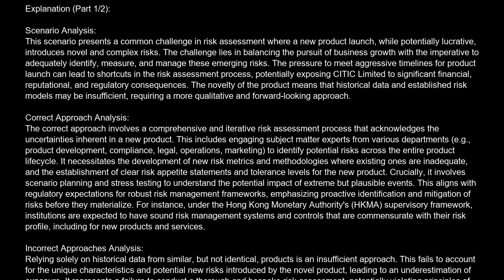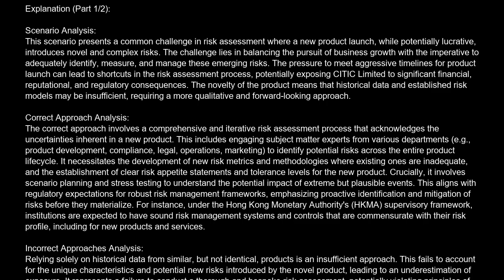This aligns with regulatory expectations for robust risk management frameworks, emphasizing proactive identification and mitigation of risks before they materialize. For instance, under the Hong Kong Monetary Authority's HKMA supervisory framework, institutions are expected to have sound risk management systems and controls that are commensurate with their risk profile, including for new products and services.